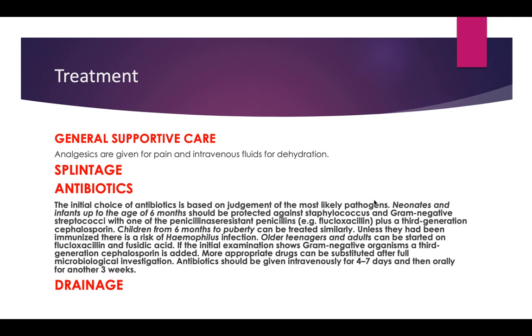Older teenagers and adults can be started on flucloxacillin and fusidic acid. If the initial examination shows gram-negative organism, a third-generation cephalosporin is added. Appropriate drugs can be substituted after full microbiological investigation.